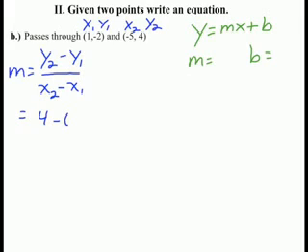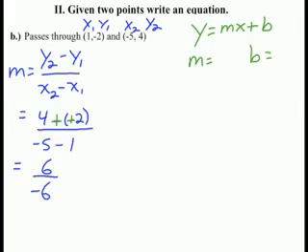So we have 4 minus negative 2 over negative 5 minus 1. Now up top, when you subtract a negative, that is the same as adding a positive. So we get 4 plus 2 is 6. And on the bottom, negative 5 minus 1 is negative 6. So 6 divided by negative 6 is negative 1. So our slope is negative 1.